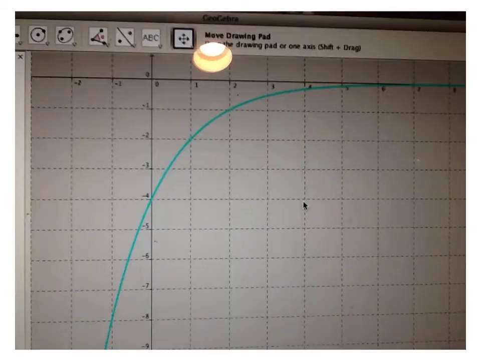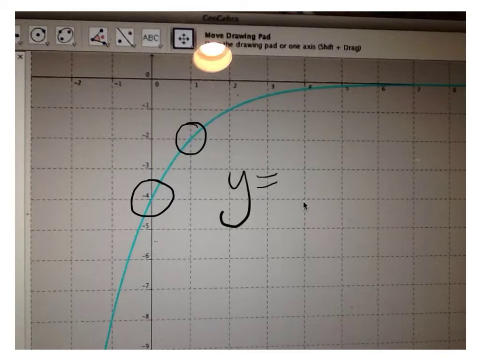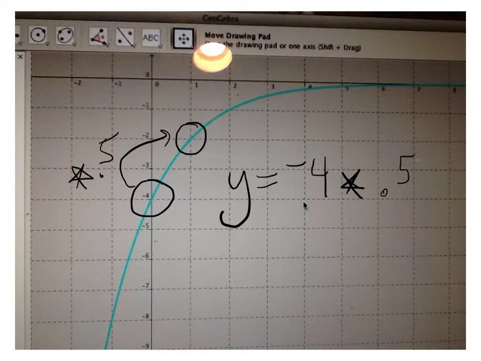This one here, same exact sort of situation again. I can see my y-intercept or my starting value, and I can see the next point where it's going to. So I know, again, my y-intercept is -4. I'm going from -4 to -2, so that means I am multiplying by a half because it's getting smaller, or 0.5. So I have y equals -4 times 0.5 to the x.